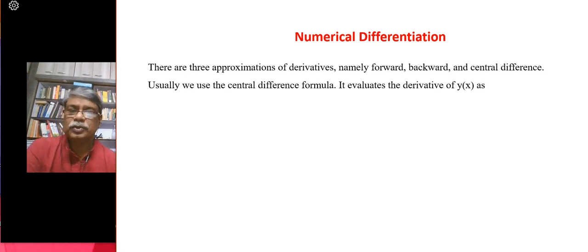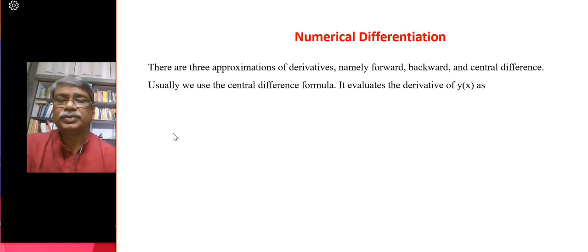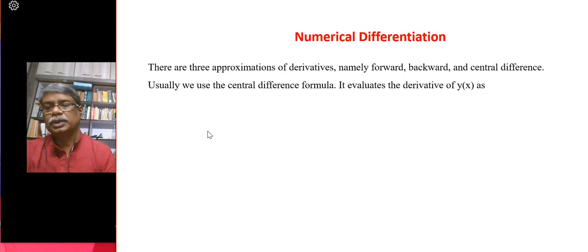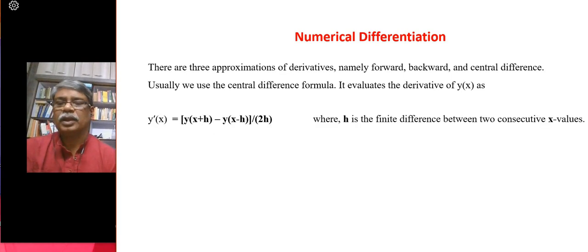The next one is numerical differentiation. As I have mentioned, there are forward, backward and central difference formulas we can have, but usually the most convenient one is the central difference formula. So we will be using only the central difference formula here. And for the first derivative y'(x), it is simply y(x + h) minus y(x - h) by 2h.